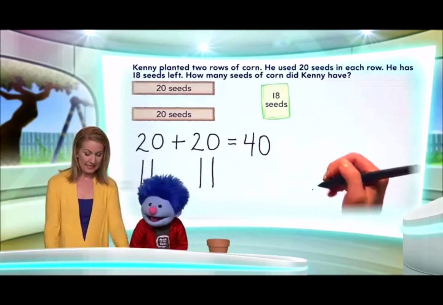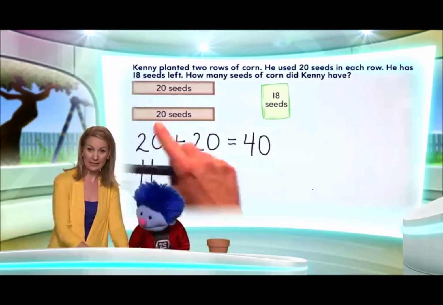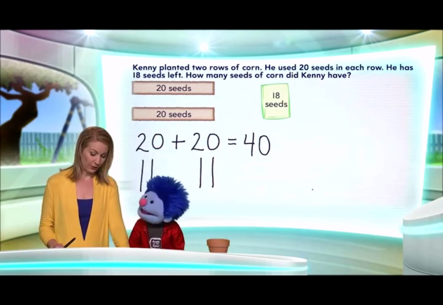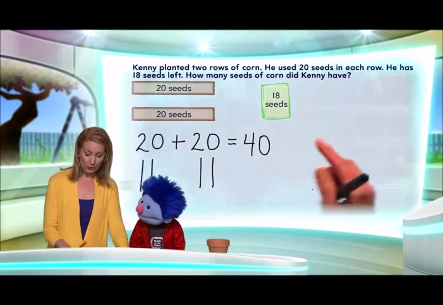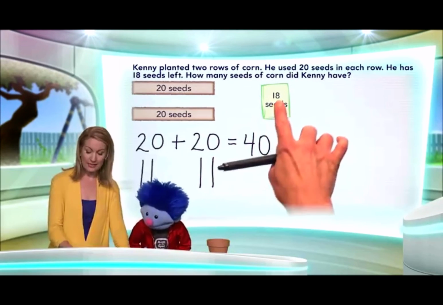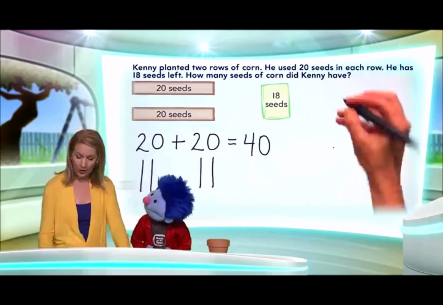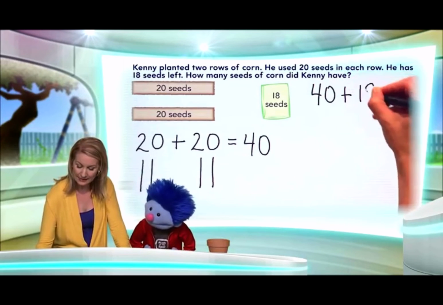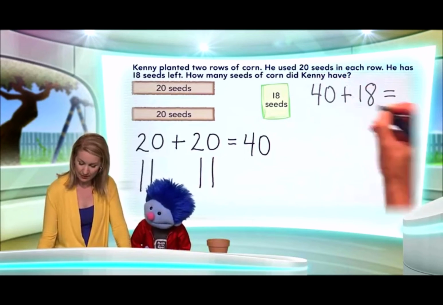That's right. Now, what we want to do is add up the number of seeds that he planted with the number of seeds he did not plant. Right, the ones that he'll plant later, I bet. Yeah, maybe so. Exactly. So what we need to do is add 40 and 18. So I'm going to write that over here. 40 plus 18. And this is what we need to find.